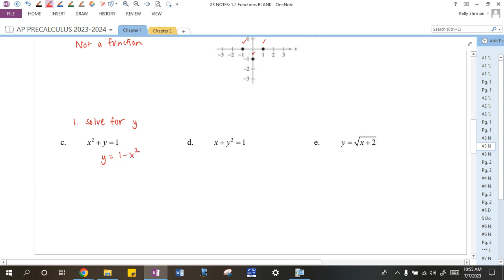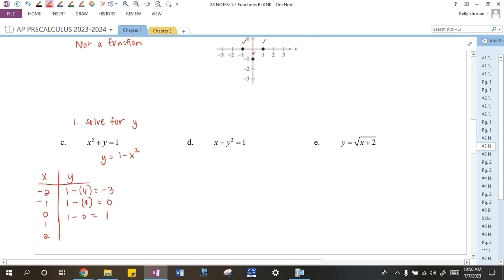And you can generate a table of points. Let's just make an xy table. I'm going to pick some negatives and some positives. If I plug in -2, y is 1 minus -2 squared, which is 4. 1 minus 4 is -3. So when I plug in -2, I only get one answer of -3. When I plug in -1, square it, 1 minus 1 is 0. I only get one answer, it's 0. When I plug in 0, I get one answer of 1.